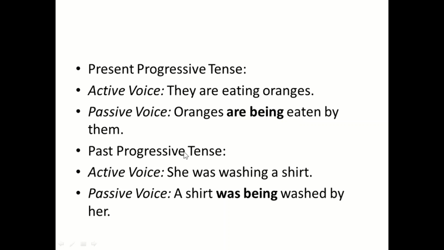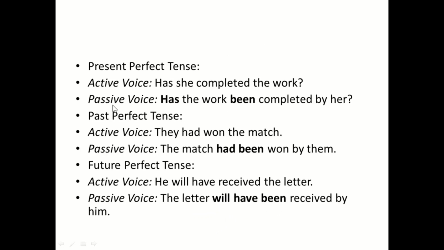Then we have past progressive tense. Active voice is: she was washing a shirt. Now in past she was washing. So we will follow the same rule. She will be the object, her, because this is the objective case of she. Then was is was here, ing is being, and wash, we know that we have to take the third form, that will be washed. So as you can see, a shirt was being washed by her. How simple it is. Then we have present perfect tense here, active voice.